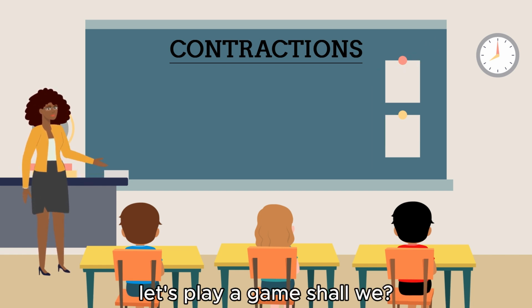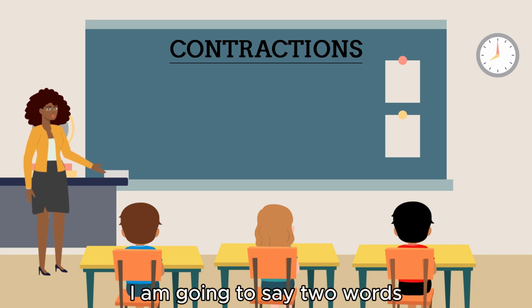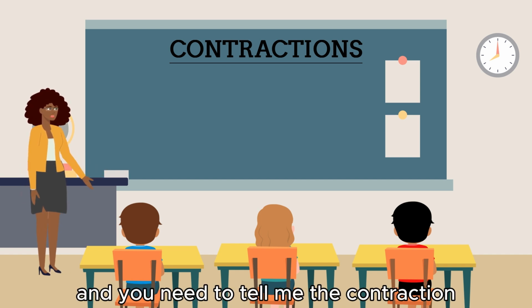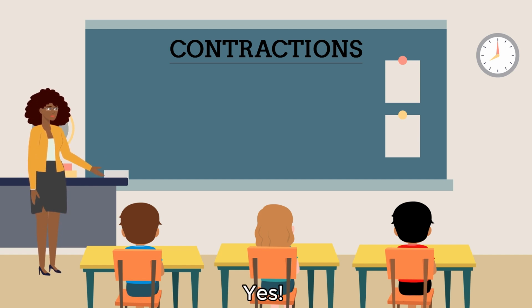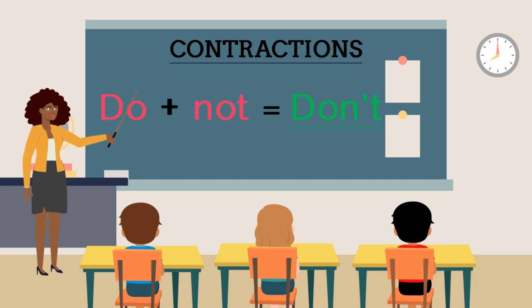Right. Let's play a game, shall we? I am going to say two words and you need to tell me the contraction those two words make. Are you ready? Yes. Do and not. Don't. Is and not. Isn't. Are and not. Aren't.